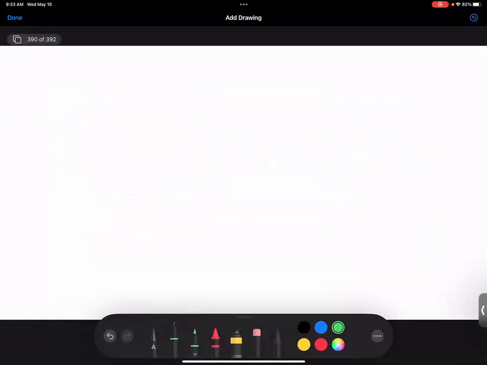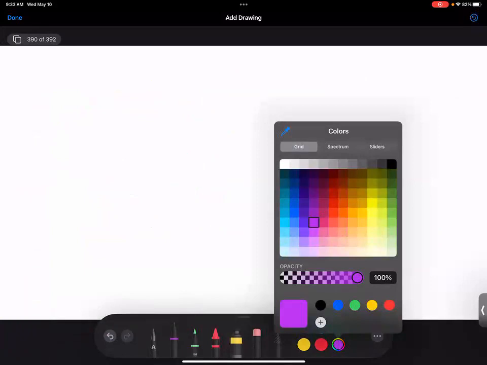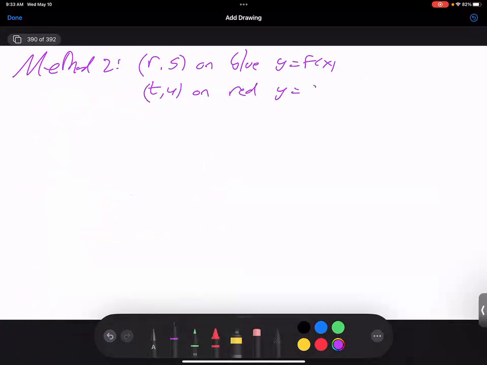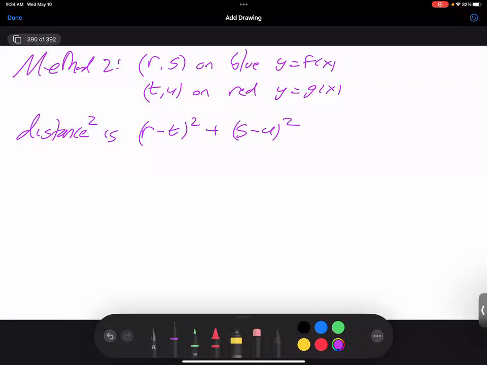Another way is, method 2. We have RS on the blue curve, y equals f of x. We have TU on the red curve, y equals g of x. The distance squared is r minus t squared plus s minus u squared. But we know our constraints, so we can just feed the constraints in.